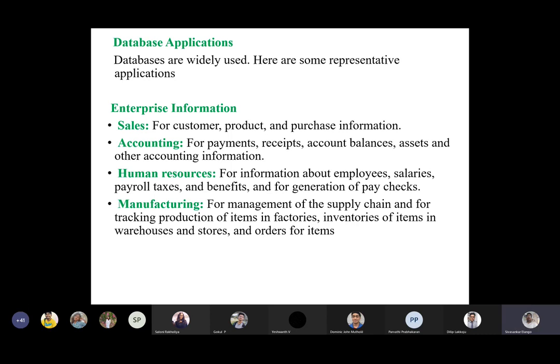Right? So DBMS or databases are generally used in the finance department to manage the accounts receivable, accounts payable, and to manage the assets and liabilities of an organization. They are used in human resources to store information about the employee details, salaries, pay benefits that are being offered to a particular employee. In marketing or sales, it is used to store the information about the product details, customer details, and purchase details of the customers. In manufacturing, it is used to manage the supply chain, for tracking of production of items in factories, to maintain the inventory in warehouses and stores. We go for databases.